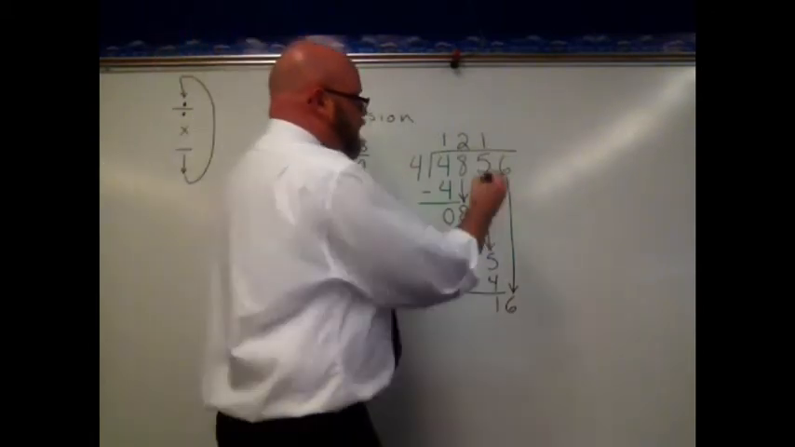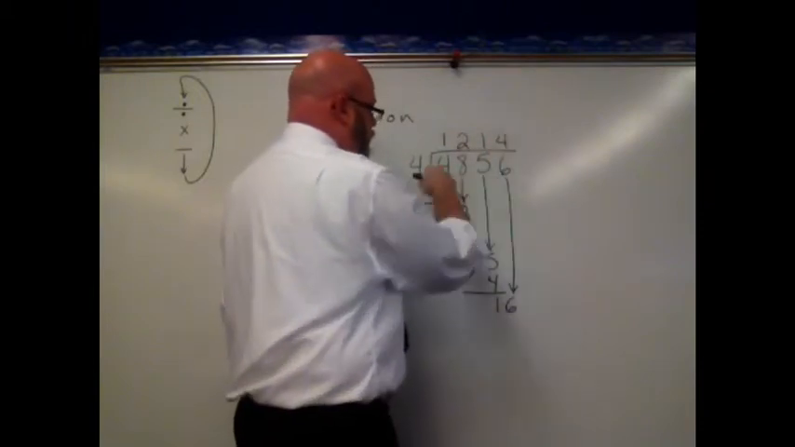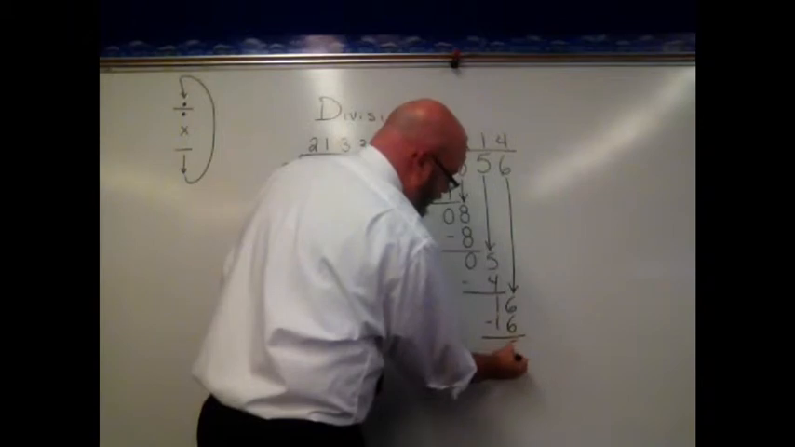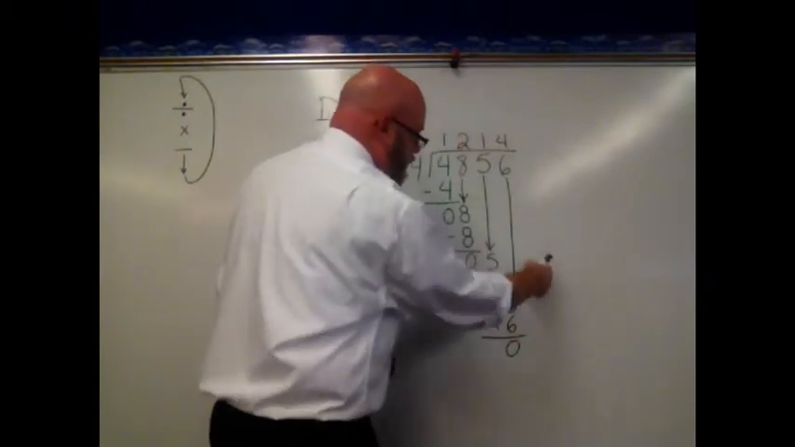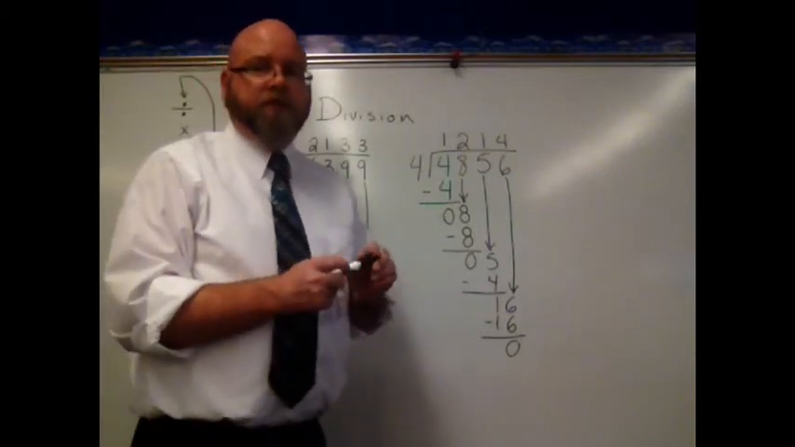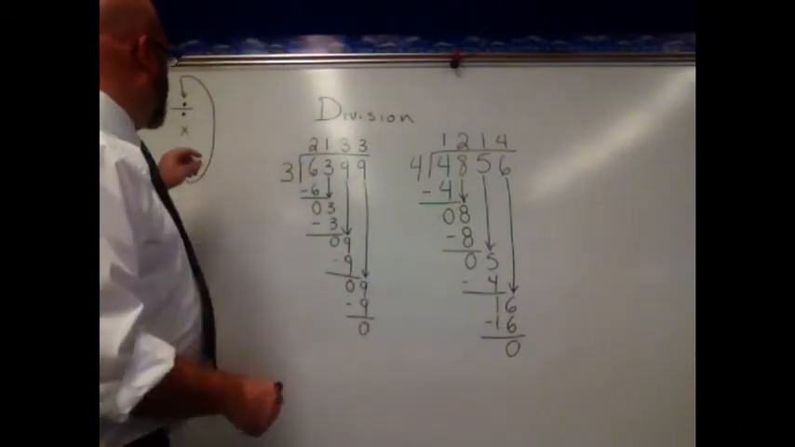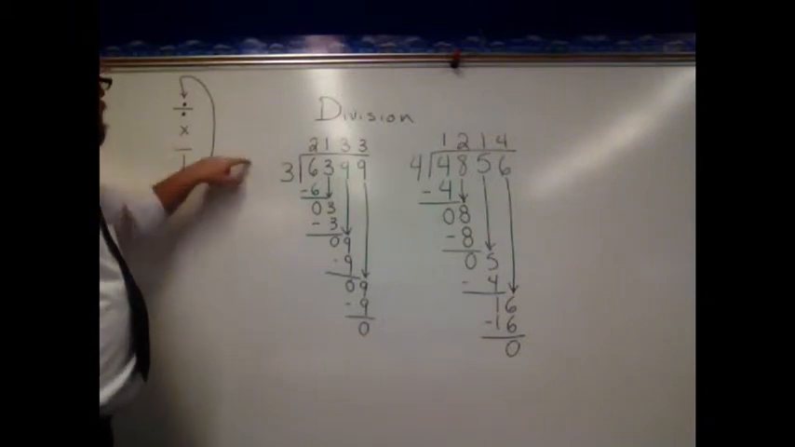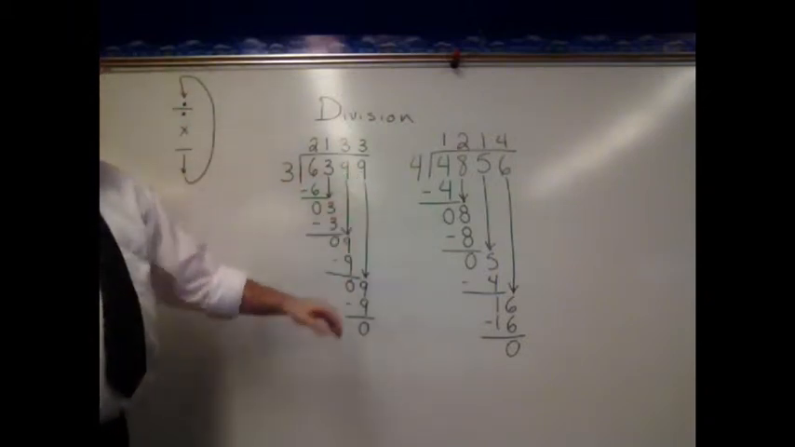16 divided by 4 is 4. 4 times 4 is 16. Subtract. 0. Nothing more to bring down. And there's my final answer. The steps to division are really not that complicated. You just remember, divide, then multiply, subtract, bring down, and repeat until I've run out of problem.